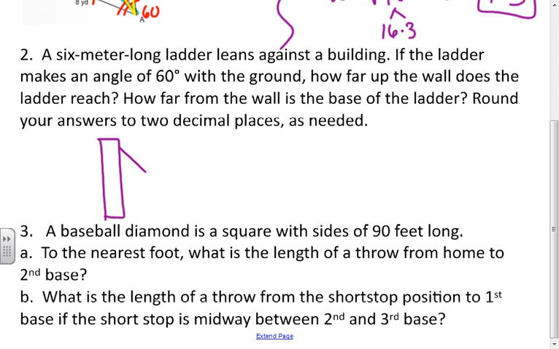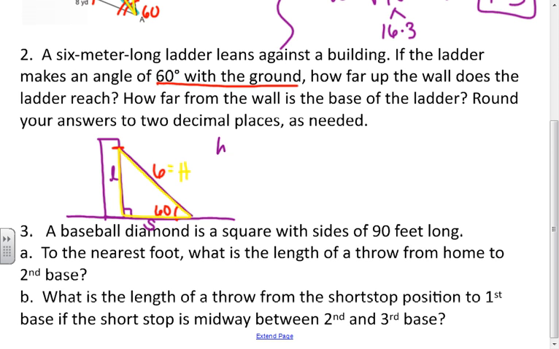So here's my building, here's my ladder, my ground. We assume our buildings are standing straight up and down. So it's a 6-meter long ladder, so I know that that is 6. If the ladder makes an angle of 60 with the ground, how far up the wall does it reach? And then how far is it from the base? So really, I have a 30, 60, 90 triangle formed right here where I know the hypotenuse. And so I need to find the long leg and I need to find the short leg.